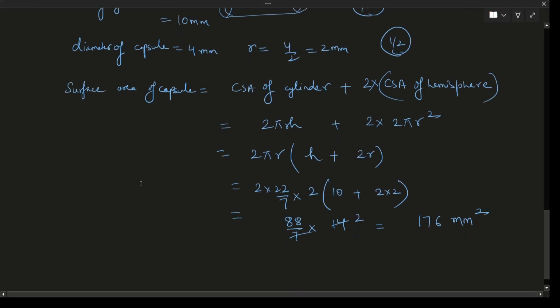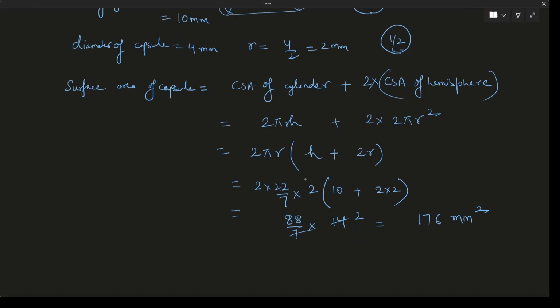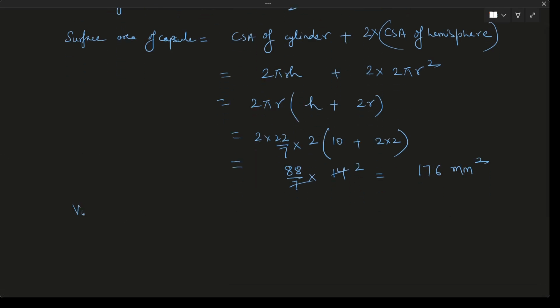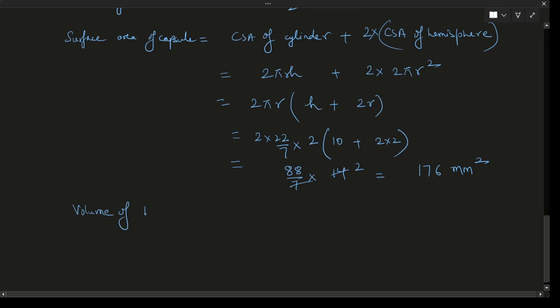I hope it's clear. Now I have taken it common. You can do it separately also. There is no problem. But sometimes when you take common, it's easy to cancel out and the calculation can be done mentally. Now we need to find out the volume of the capsule.